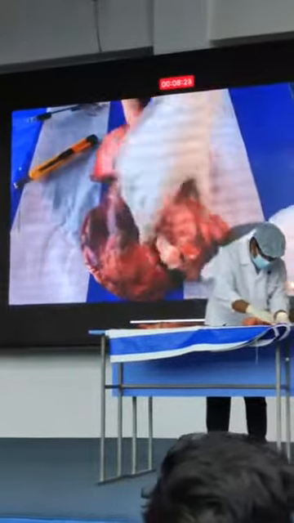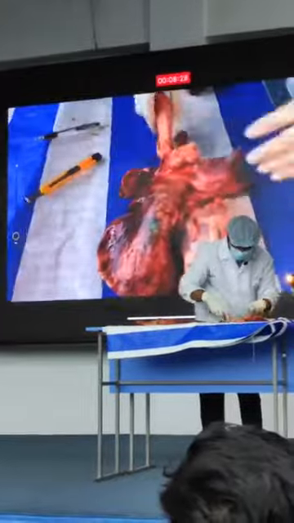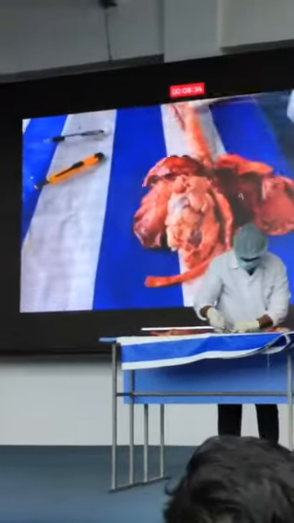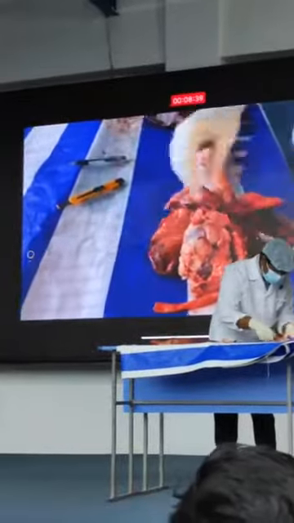Right? Along with the heart, you have the presence of the great vessels. Okay? Actually, one second. Right, it should be like this. Okay. So, this is the esophagus. Right. I will show you one important structure.